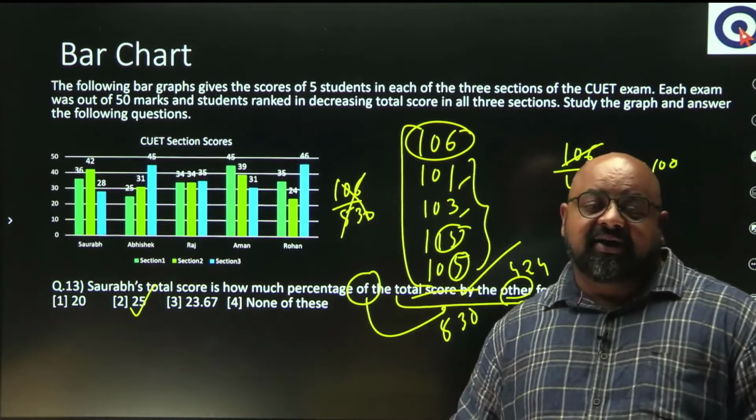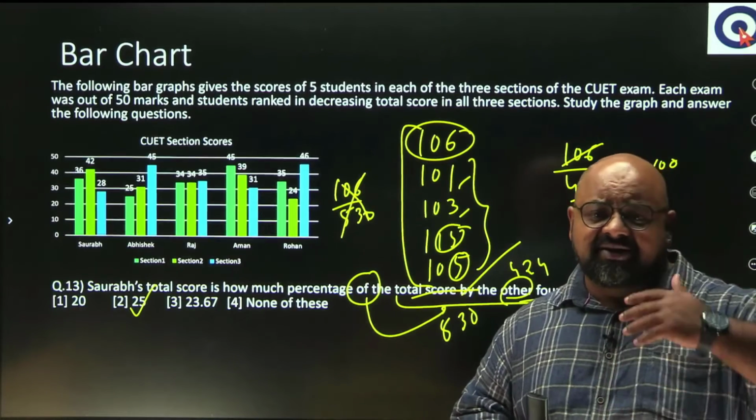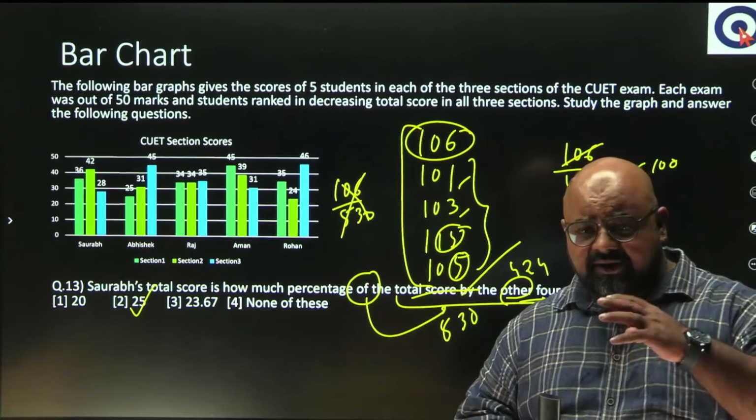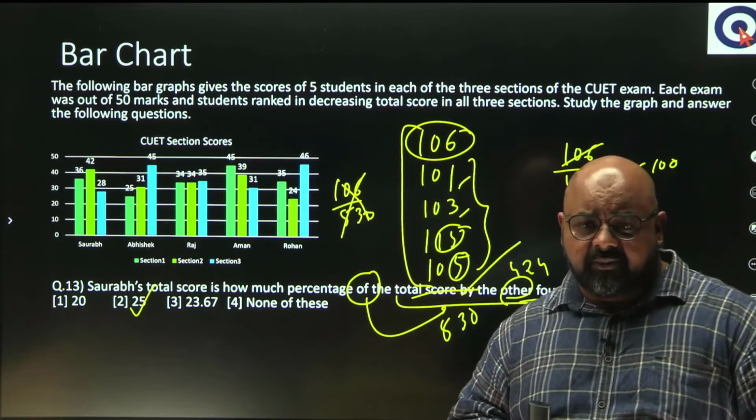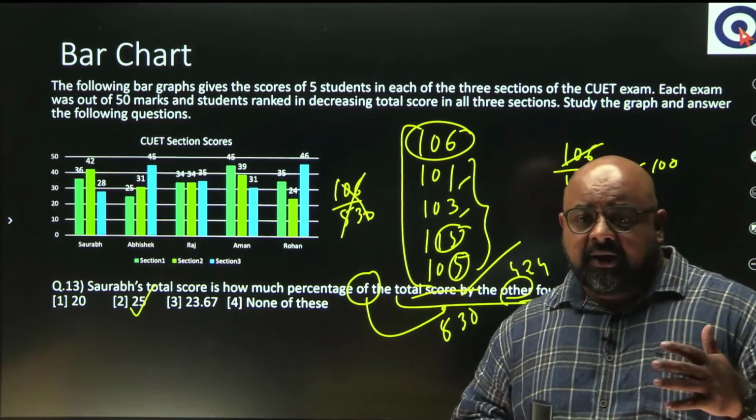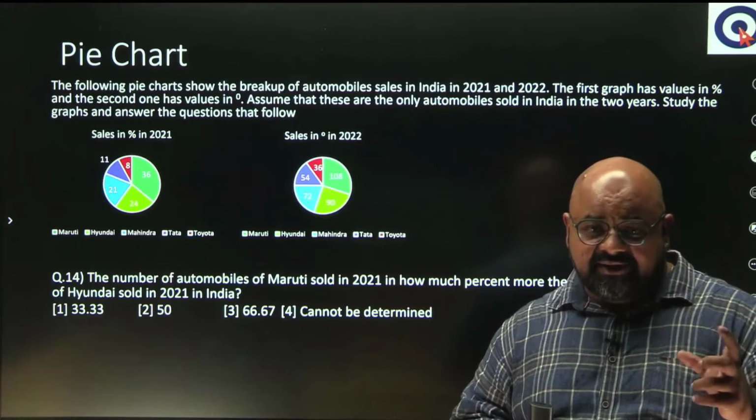So this is the bar chart. As you can clearly see, bar charts and line charts are easiest to go into the table format as long as the numbers are given. In case of a pie chart, there are some changes that are made.